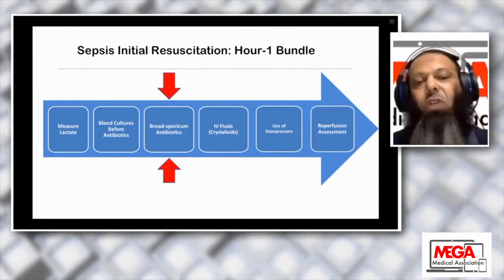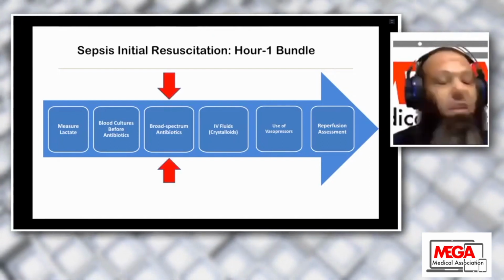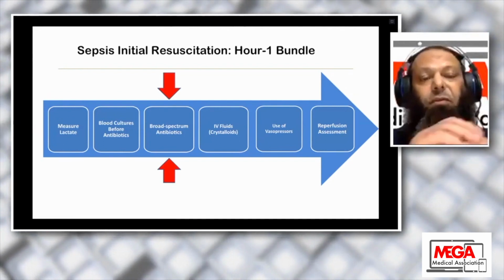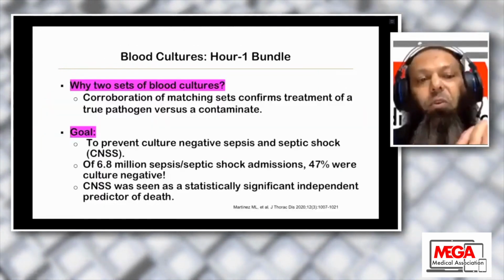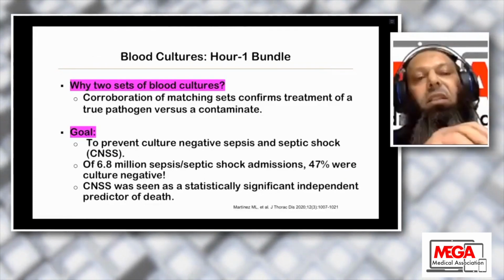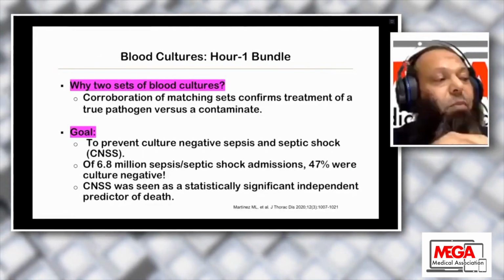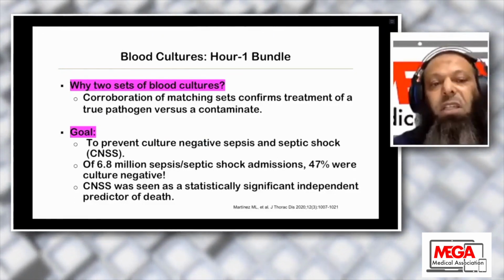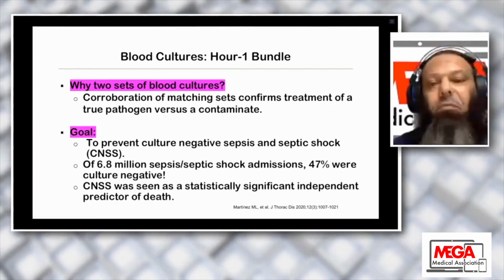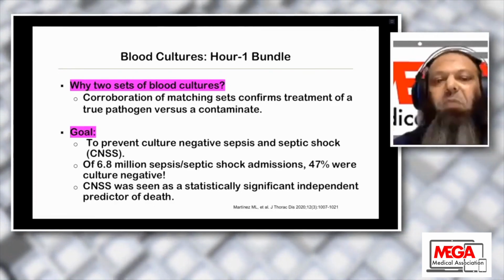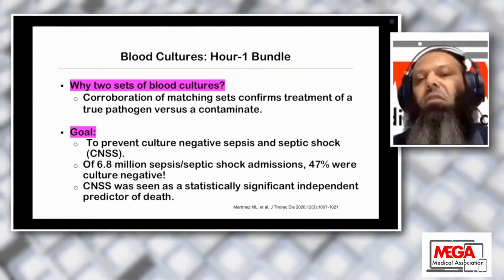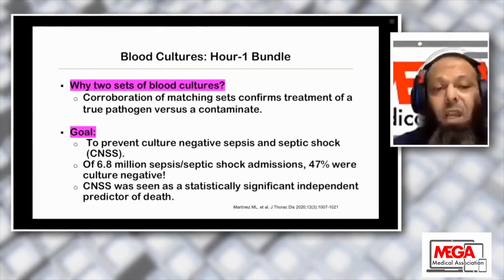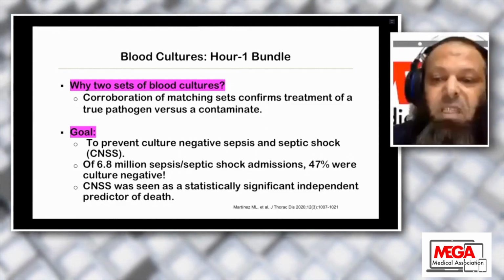So my core talk tonight is about broad spectrum antibiotics in sepsis and septic shock. Before moving to antibiotics or blood culture, Hisham already spoke, but I would like to add this slide. Why do we usually recommend, or the Surviving Sepsis Campaign recommend, 2 sets of blood cultures? First is because of the incorporation of matching sets. It confirms the treatment of a true pathogen, not a contaminant. This is why we use 2 sets, not 1 set. The goal is to prevent culture negative sepsis and septic shock.